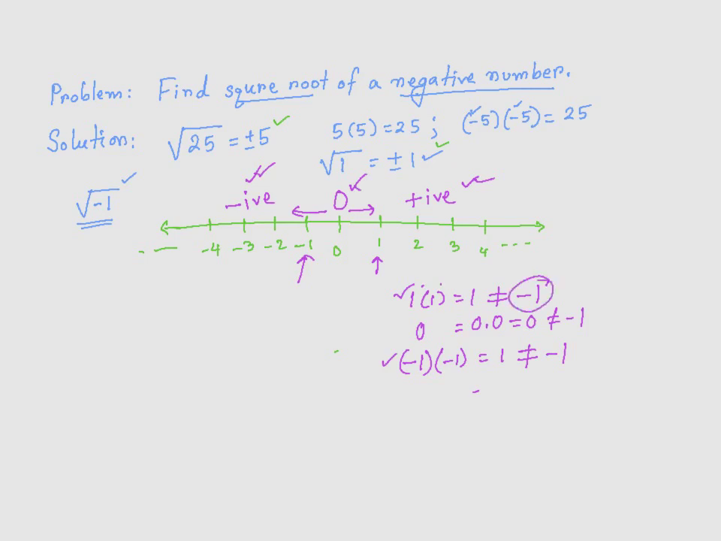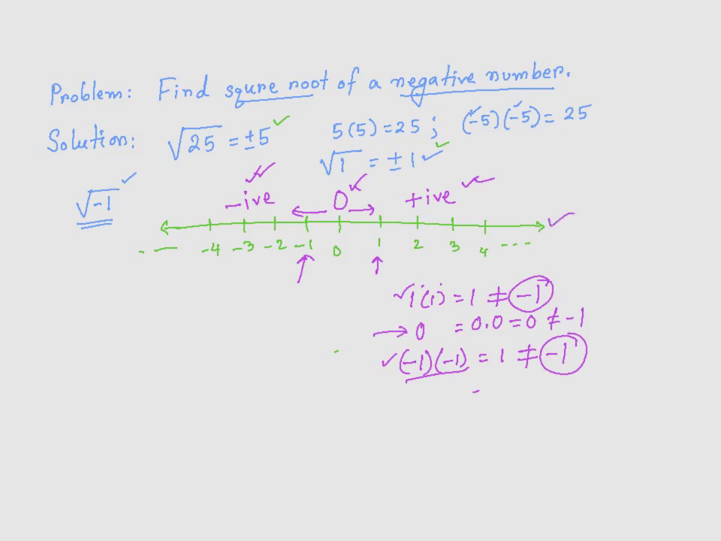If I multiply 2 positive numbers, it will never be equal to a negative number. If I multiply 2 negative numbers, it will also never be equal to a negative number. So the product of 2 positive numbers is positive. The product of 2 negative numbers is positive. None of these are equal to negative 1, and 0 times 0 is also 0, which is not negative 1. Therefore, we have exhausted the entire number line.